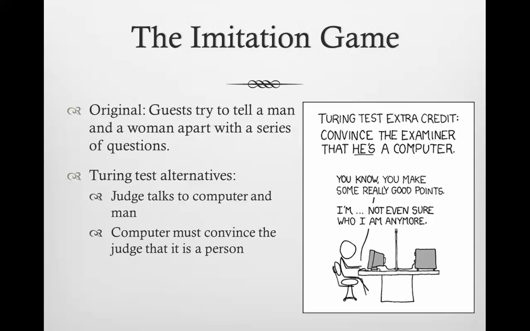The original Turing test type thing was the imitation game, which was a party game in which a man and a woman left the room, and guests made a list of questions and gave them to the man and the woman, and they sent back typewritten responses. The guests had to determine whether it was the man or the woman that responded, and the man and the woman were trying to trick the guests. The Turing test equivalent is a computer that's trying to trick the judge into believing that it's a person, or a judge trying to determine whether it's talking to a computer or a person.